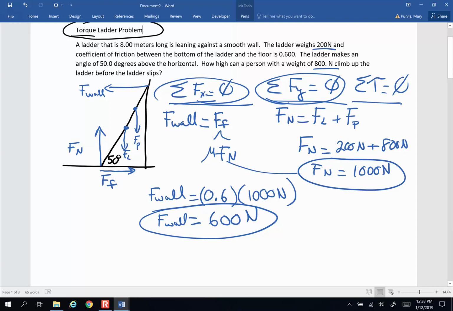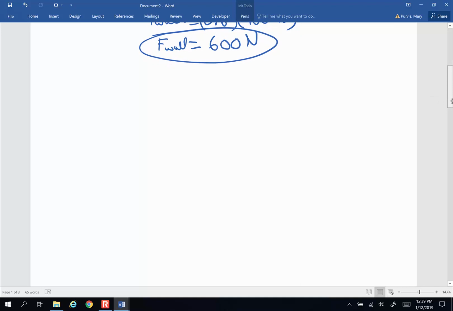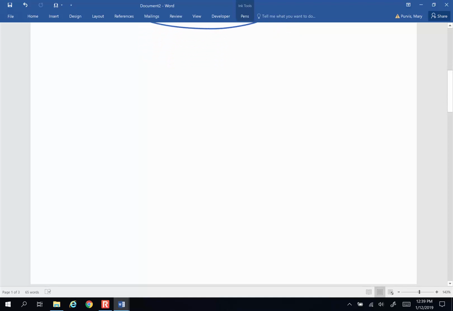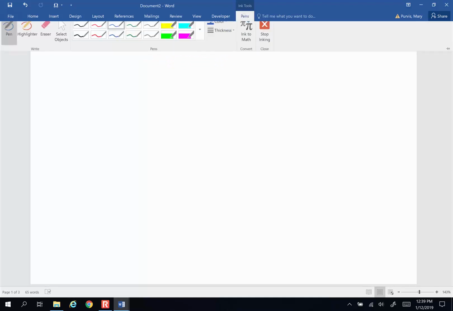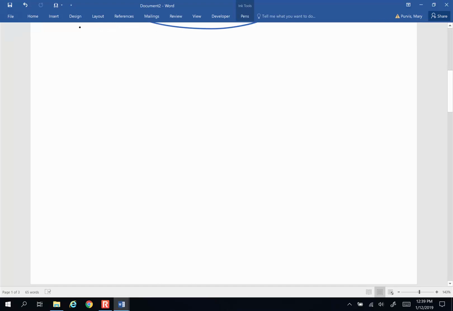Now we're going to have to sum the torques. And in order to do that, I'm going to start with a clean picture because I want to make sure that we've got this very, very visible. Because the picture, I always figure, is the part that makes it easy or hard to visualize. So here is my floor and my wall. Here is my ladder. This is my 50-degree angle.